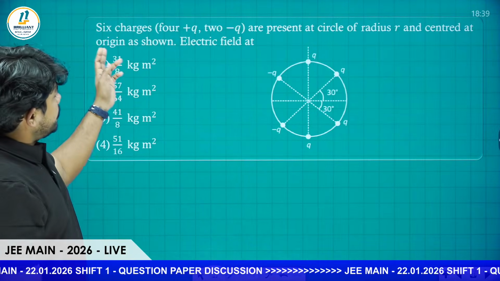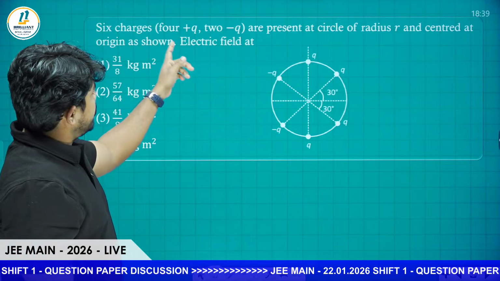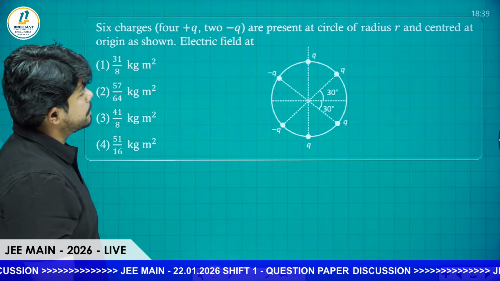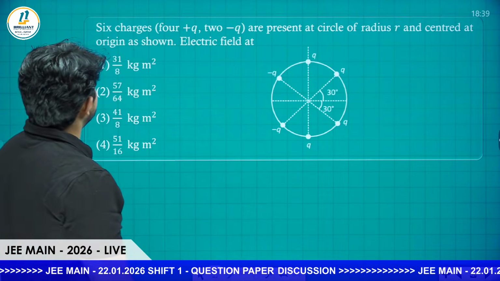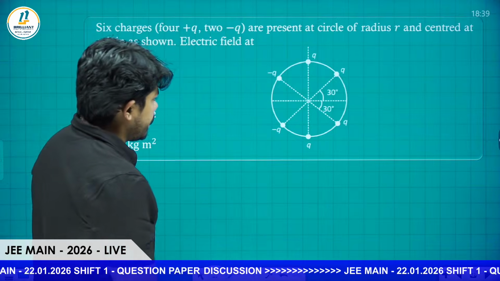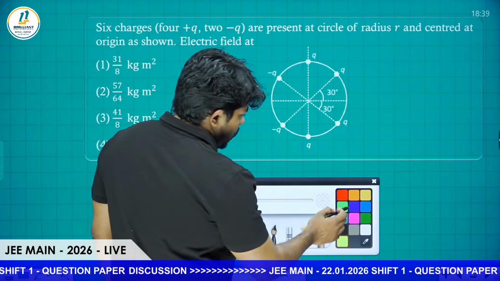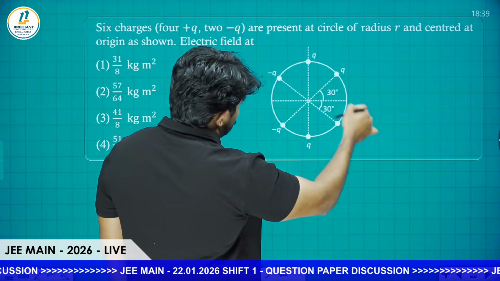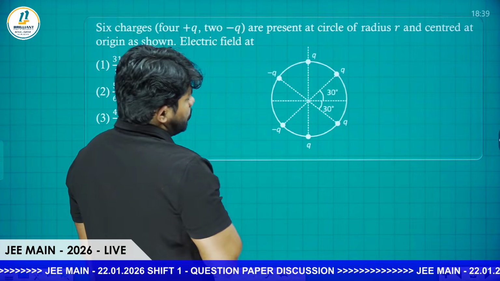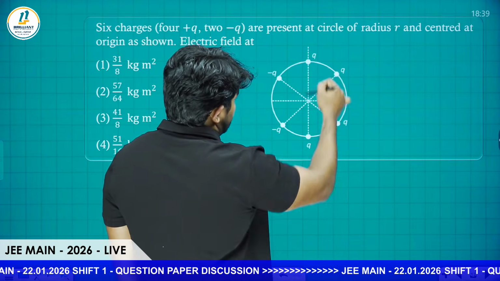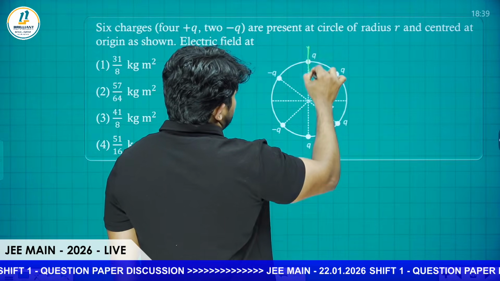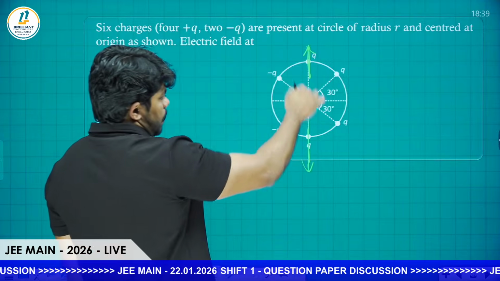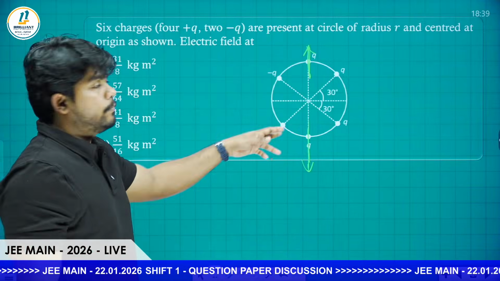Okay, next one. 6 charges, plus 4 plus q charges and 2 minus q charges, are present on a circle of radius r centered at the origin. The electric field we need to find. So how can we solve this? The idea is there are 2 opposite charges diametrically opposite here, and equal charges are here. So we can cancel out the equal part right away. Since they will repel each other, there will be no effective force there.